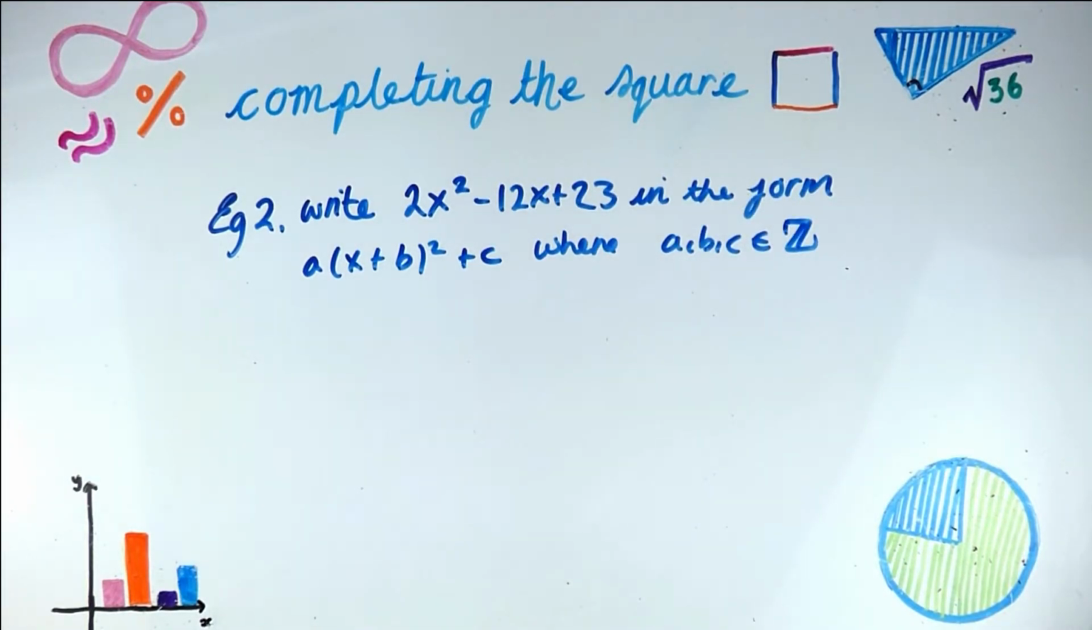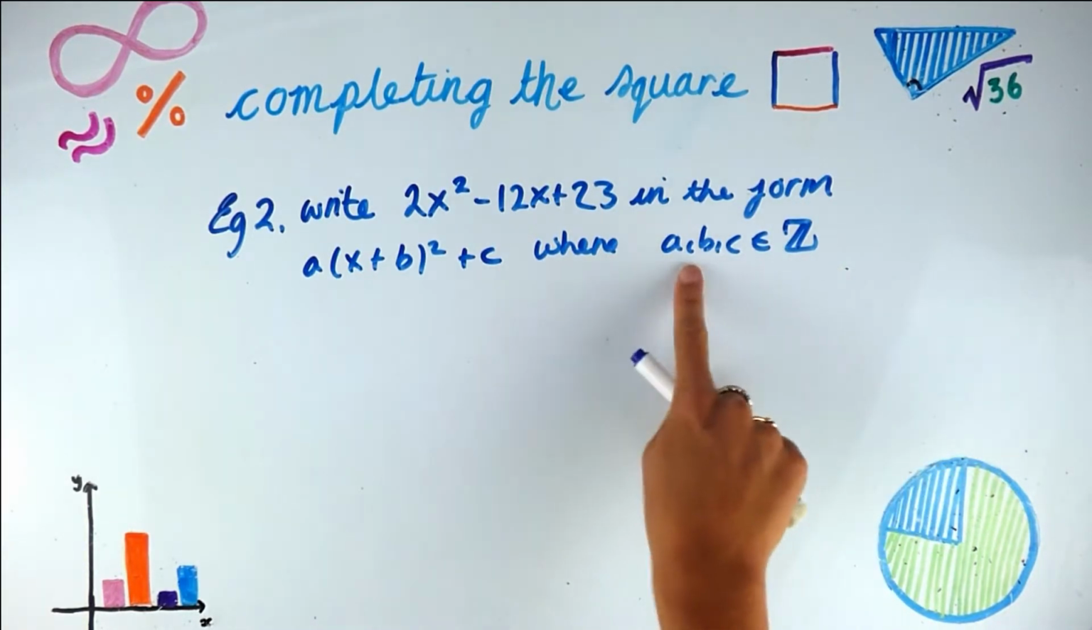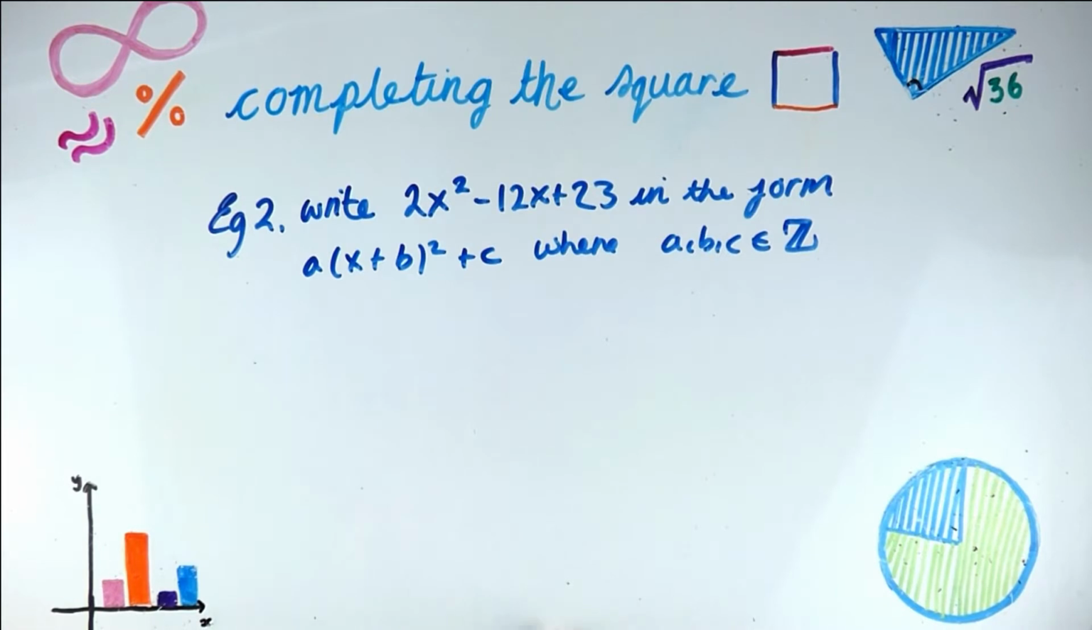Okay, so example 2: write 2x squared minus 12x plus 23 in the form a brackets x plus b squared plus c, where a, b and c belong to the integers. Can't be bothered to write integers out. That's the way it will be written in the exam, so just get used to that.